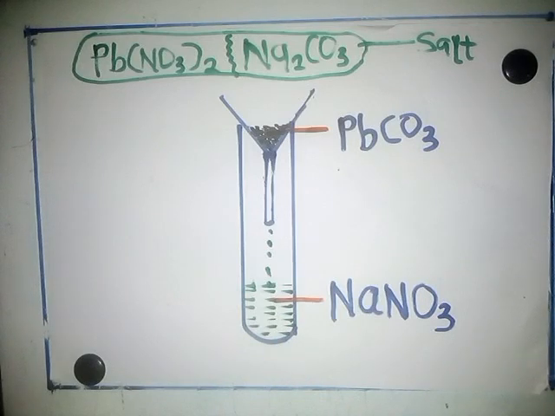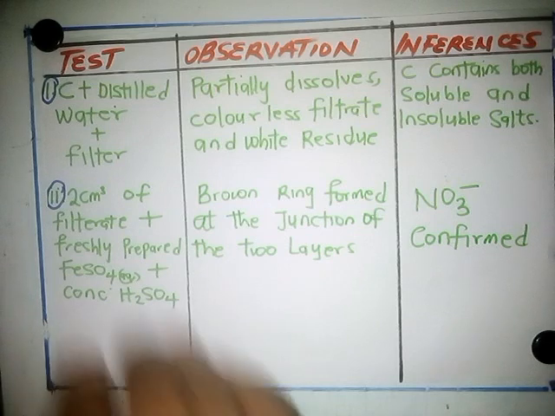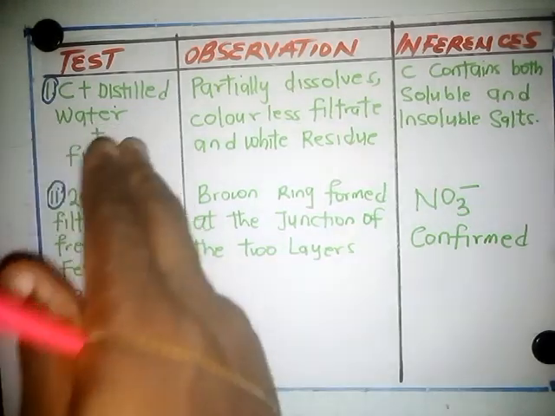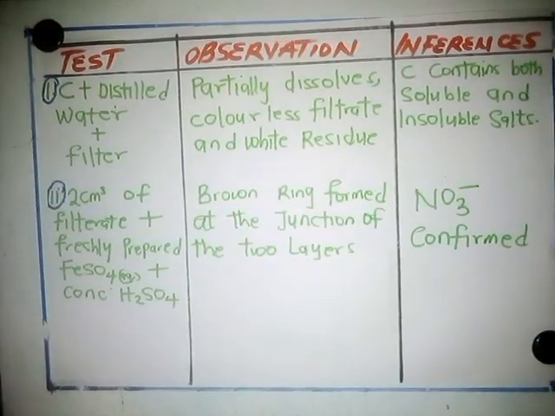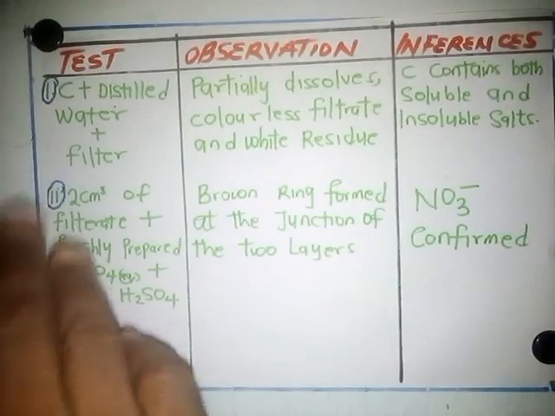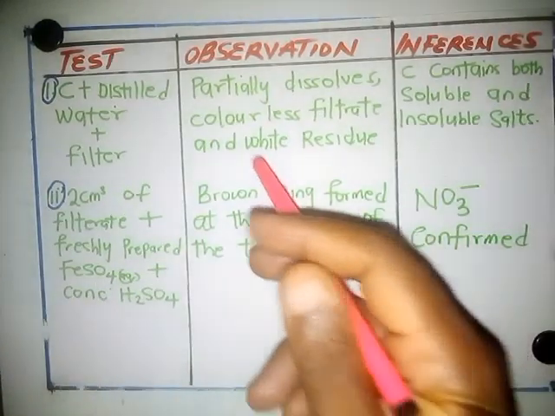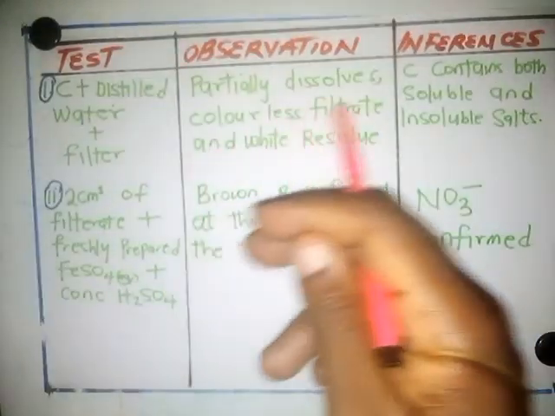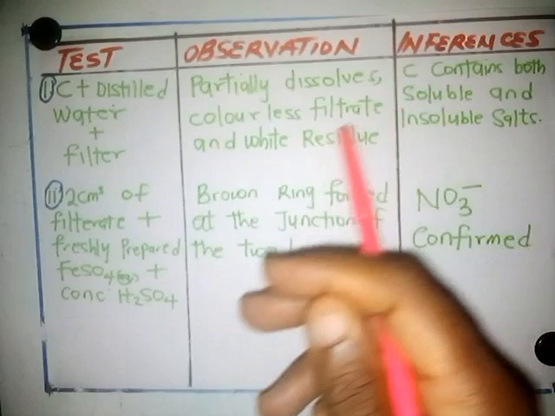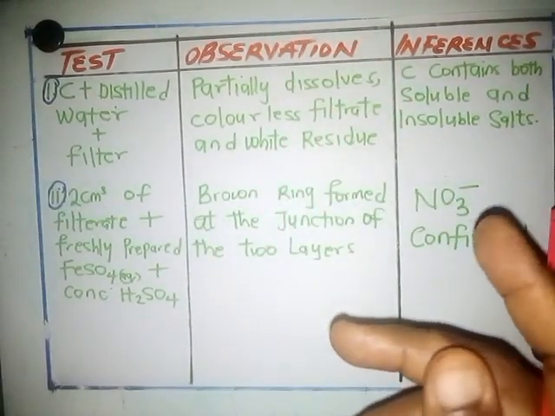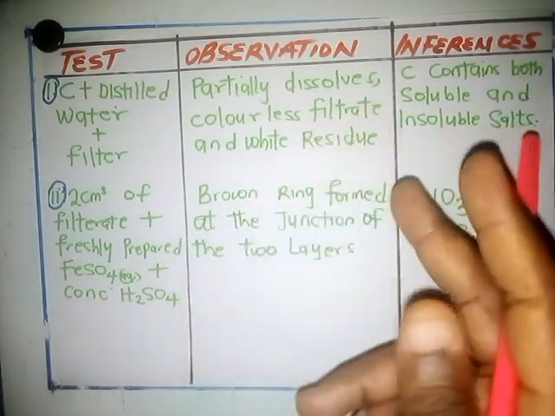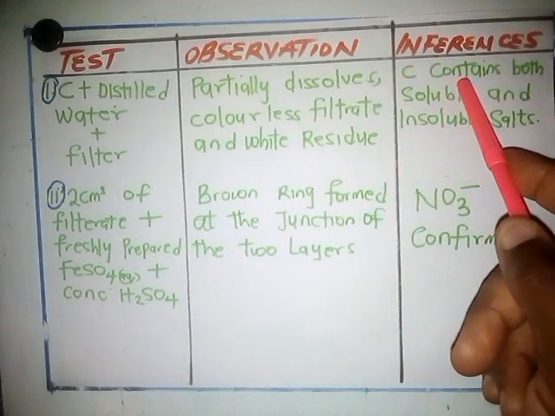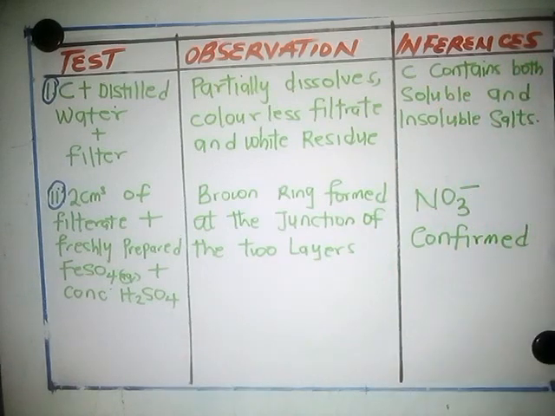So let's do the test. Okay, the first one here: C plus distilled water plus filter. Of course, when you dissolve the salt in water, the observation is that it partially dissolves, colorless filtrate and white residue. Remember, the colorless filtrate is the sodium nitrate, while the white residue is the lead carbonate. Because that should be in your head anyway. Then the inference here is that C contains both soluble and insoluble salt.